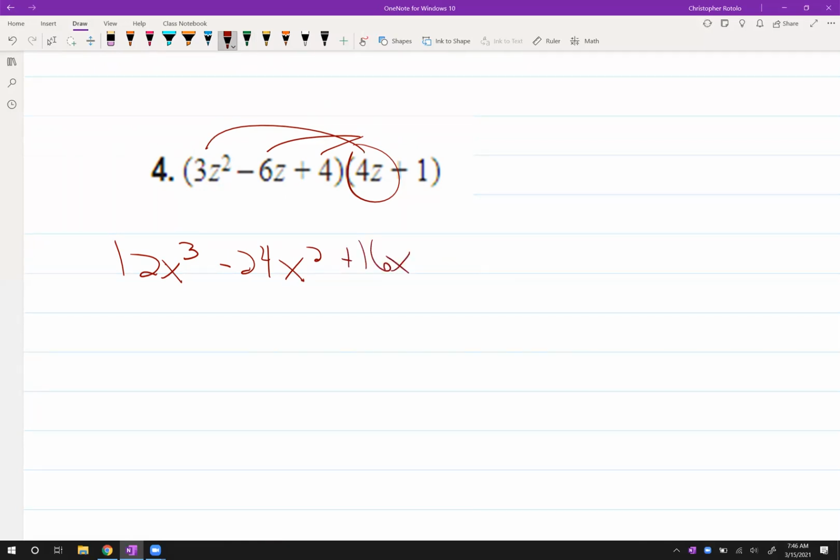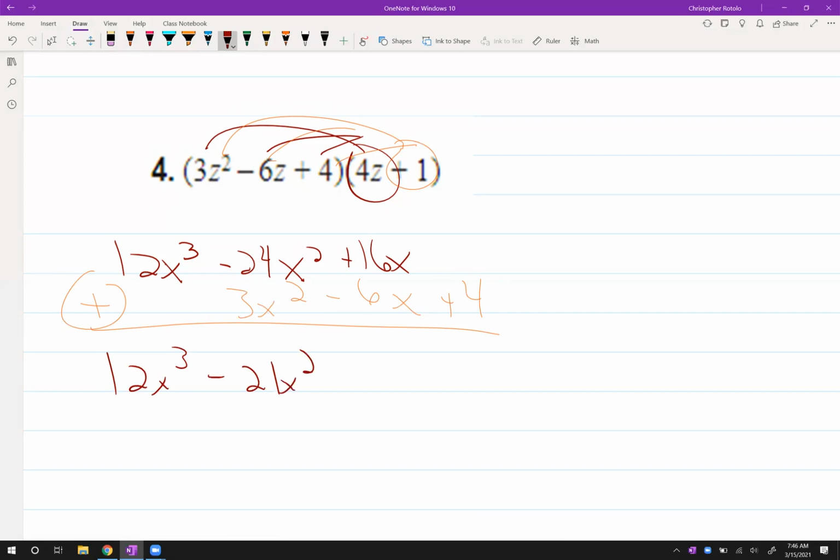All right, and multiplied by 1. That's one of my favorites. That means I just rewrite the thing I have there. So 3x squared minus 6x plus 4. So anytime we just multiply by 1, that's all we have to do. So that's kind of nice. 12x cubed stays put. I end up with negative 21 of the x squared. I add 10x, right? Because 16 minus 6, I get 10, and then plus 4.